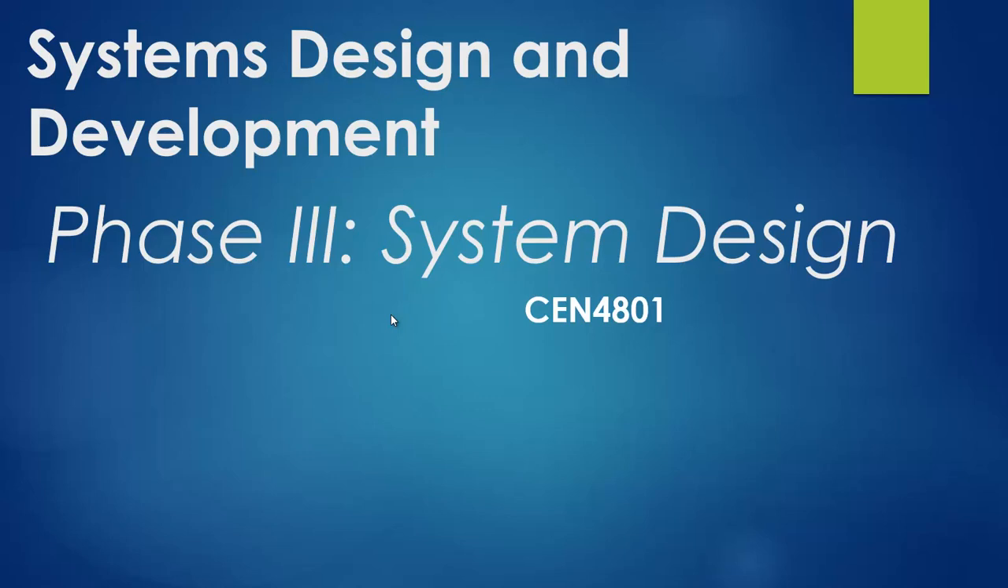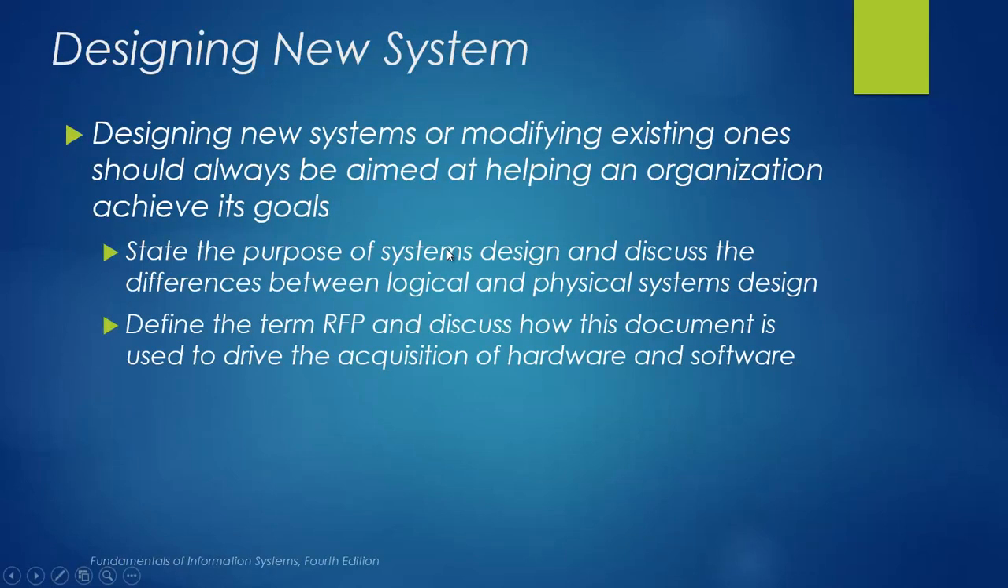In this session, we will address the third phase in the system design and development, which is systems design. Designing a new system or modifying an existing system should always be aimed at helping an organization achieve its goals. In this stage, the design team will state the purpose of the system's design and discuss the differences between logical and physical systems designs with the stakeholders to ensure the design specifications of the new system and that the new design will assist in achieving organizational goals.